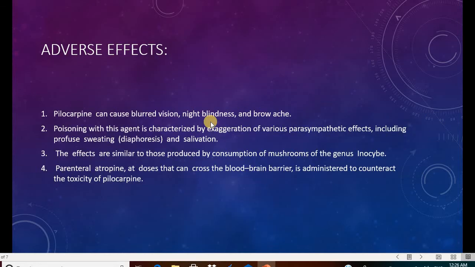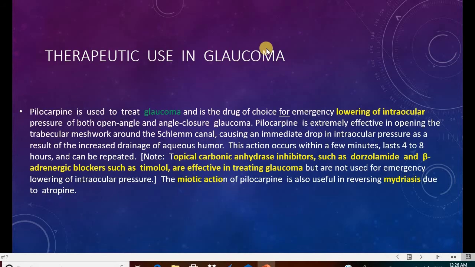So here the important thing is that we are using it for emergency lowering of intraocular pressure because we have studied that it is a rapid miosis drug, that the drug produces rapid miosis. So we are using this for the emergency lowering of intraocular pressure.